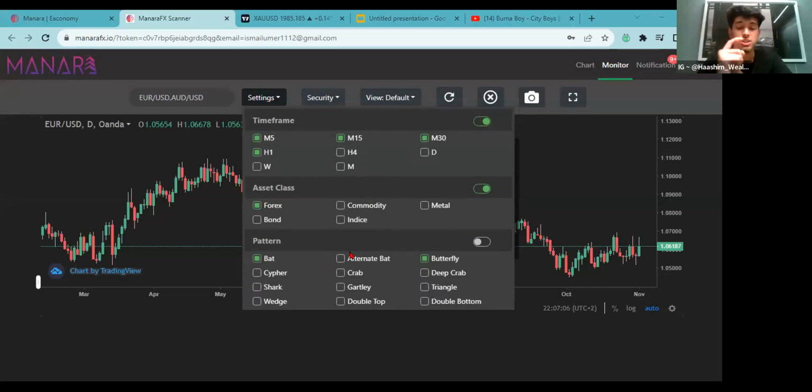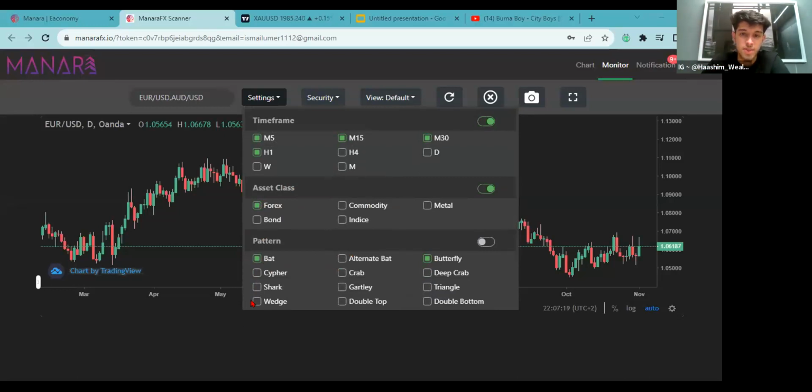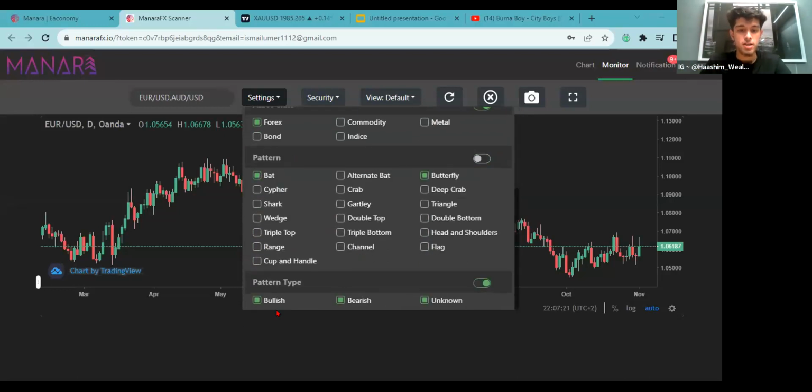Why? Because bat has an 83% win rate. Butterfly has an 85% win rate, okay? We want to have the best trades, right? We want to hit the most TPs. So how are we going to do that? By choosing the pattern types that have the best win rate, right? Pattern type, bullish, bearish, unknown, all good, right?